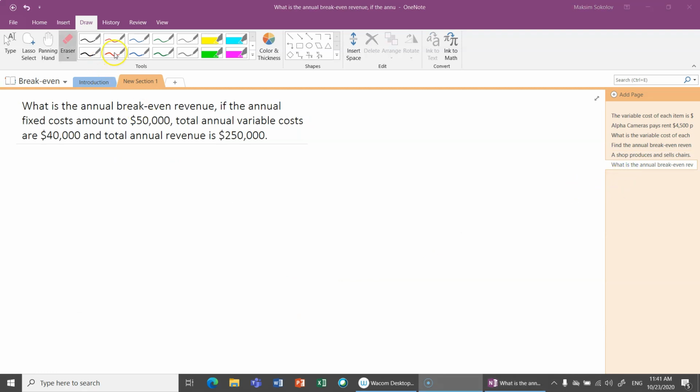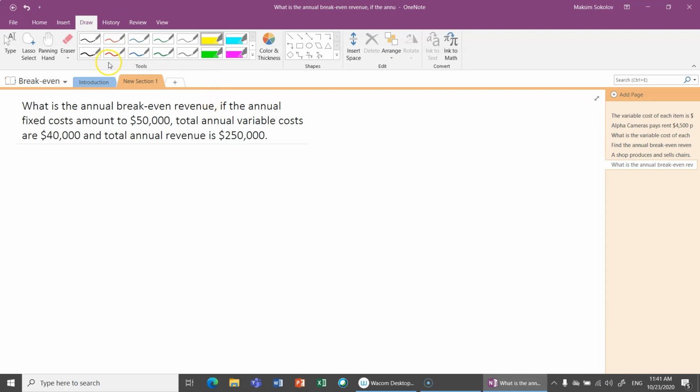What is the annual break-even revenue if the annual fixed costs amount to $50,000, total annual variable costs are $40,000, and total annual revenue is $250,000? This problem is interesting because we do not know what exactly the products are. We only know the total numbers.